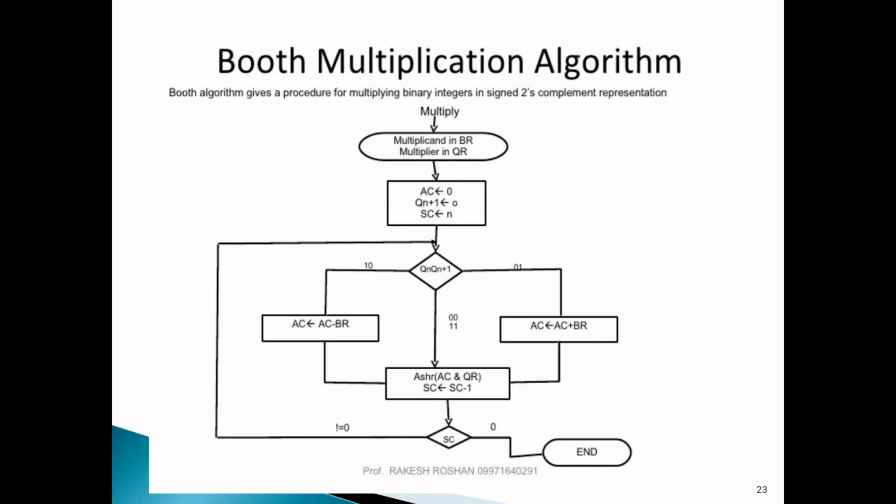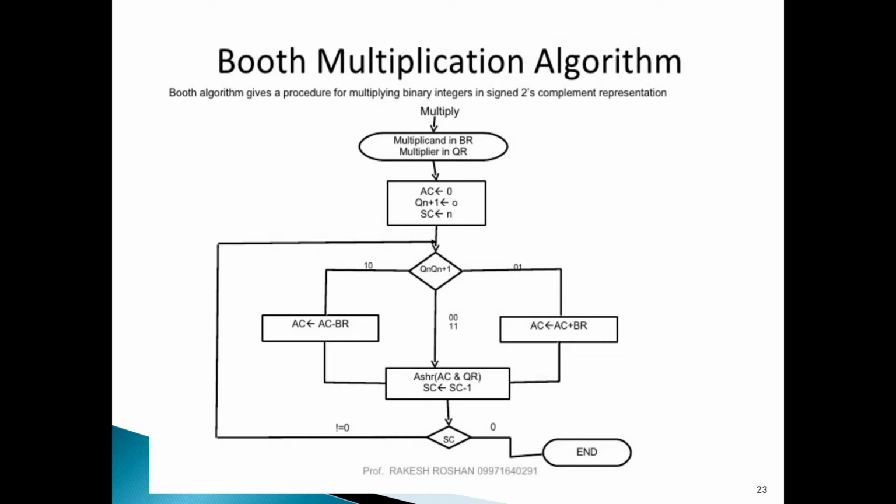Today we are going to discuss Booth's algorithm. Booth's algorithm is the multiplication operation with two's complement representation. Here we are taking the same two registers: the multiplicand, known as the BR register, and the multiplier, stored in the QR register.